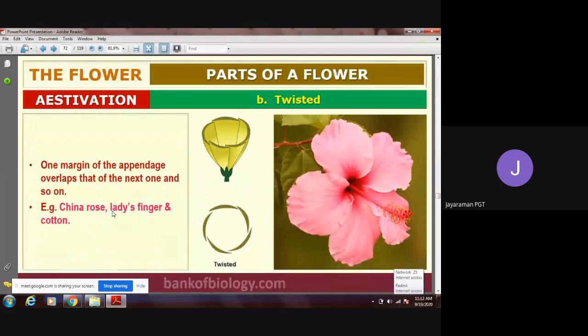Then next is twisted distribution. The margins of the petals overlap. In the China rose it is very clear. One end is in, one out. All the petals are arranged in the same way, one in, one out. China rose, lady's finger, bhendi or cotton are in the Malvaceae family. You can find this in the Malvaceae family.